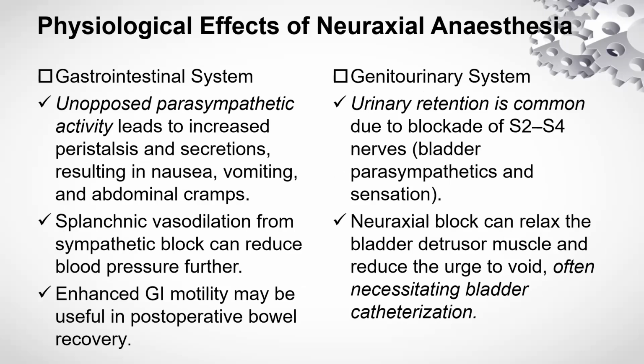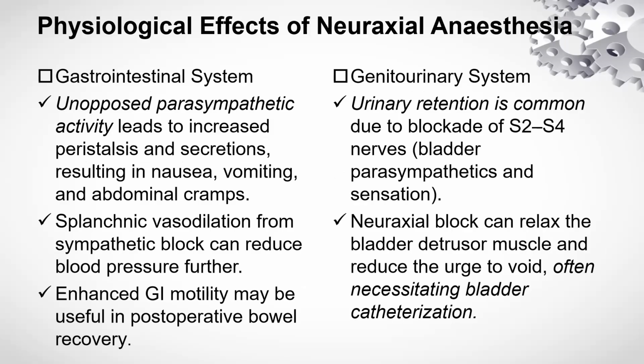In the GI system, we have unopposed parasympathetic activity that leads to increased peristalsis and secretions, which may result in nausea and vomiting and abdominal cramps. All right, the sympathetic block's vasodilatation can reduce blood pressure further. Okay. Enhanced gut motility may be useful, especially as it helps in post-operative bowel recovery.